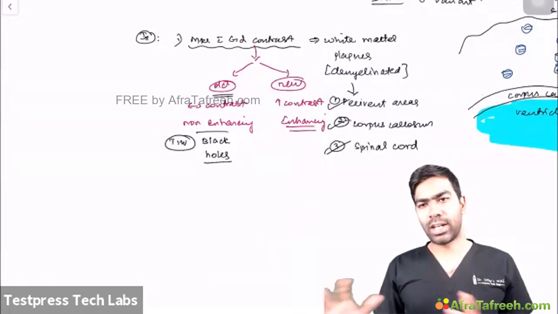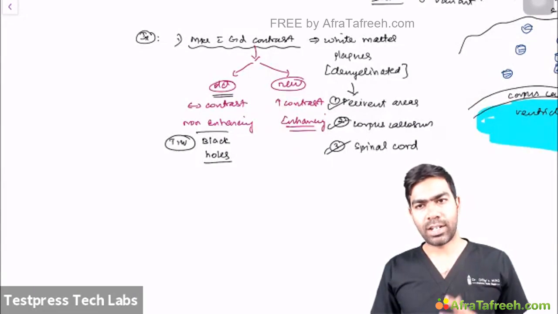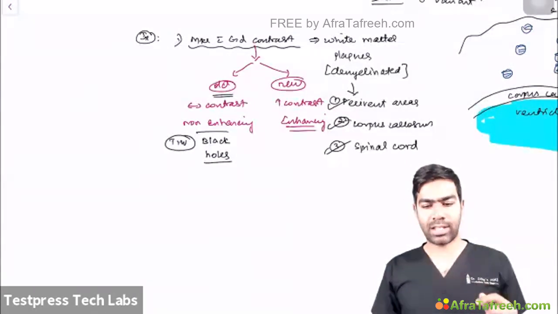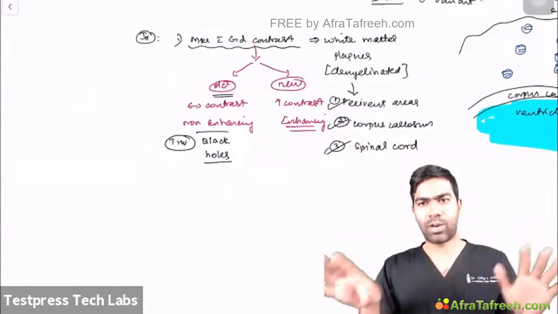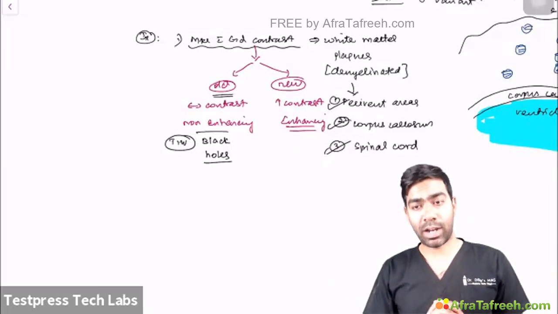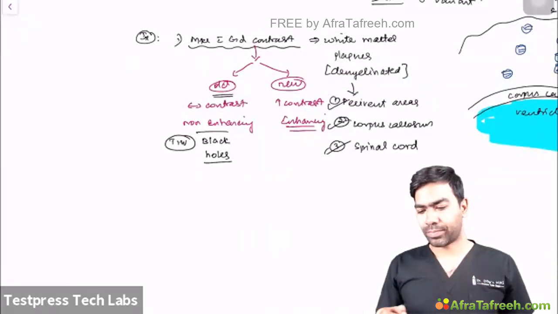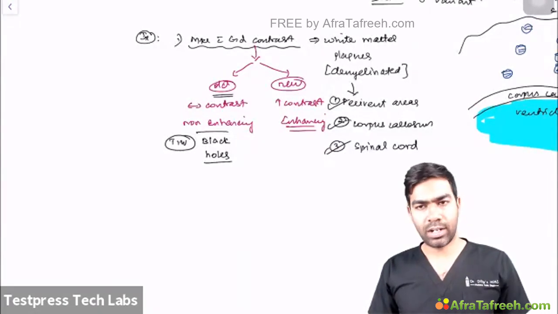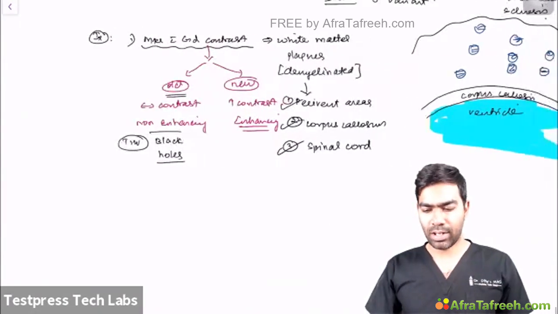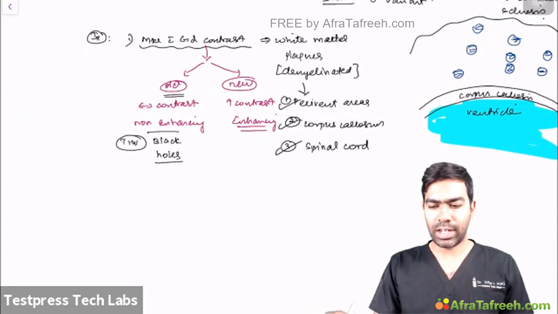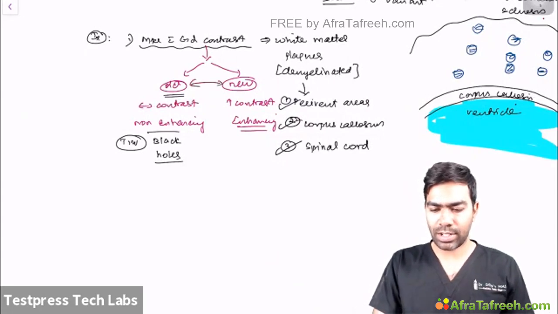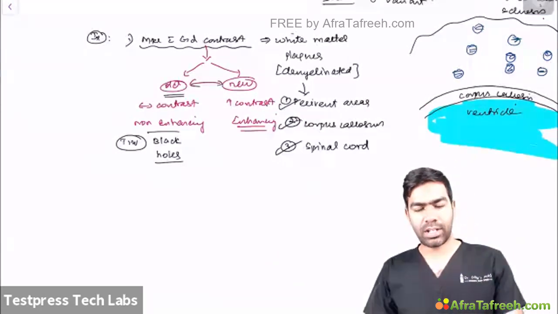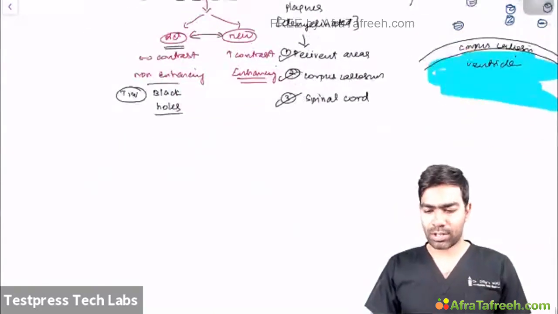New lesions will look a little hyperintense. But old lesions in T1 weighted imaging look as if there is a hole in the brain, a black hole in the brain. So these are called T1 black holes. And this is how an old lesion will look like in T1 weighted MRI. But nevertheless, the most important thing to understand here is that old lesions versus new lesions can be easily differentiated with the help of MRI with gadolinium contrast.